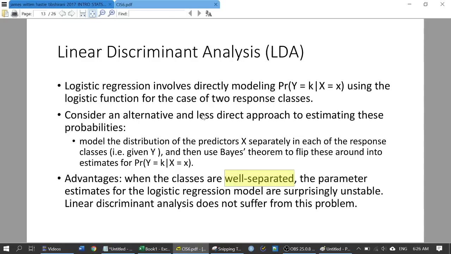If the classes are well separated, the parameter estimates for the logistic regression model are surprisingly unstable. Okay, if the classes are well separated, logistic regression is less stable. However, linear discriminant analysis does not suffer from this kind of problem.